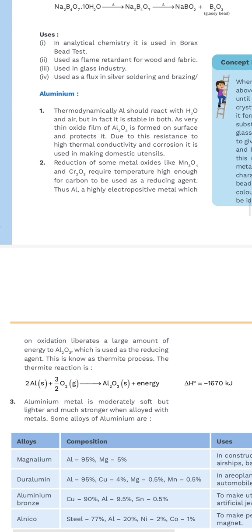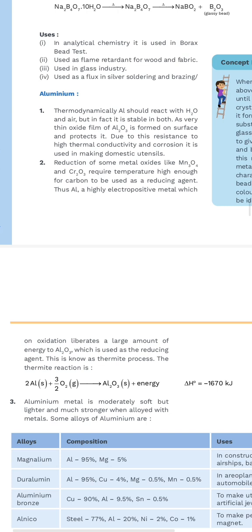Thermodynamically, aluminium should react with water and air, but in fact it is stable in both. A very thin oxide film of aluminium oxide is formed on the surface and protects it. Due to this resistance, high thermal conductivity, and corrosion resistance, it is used in making domestic utensils.